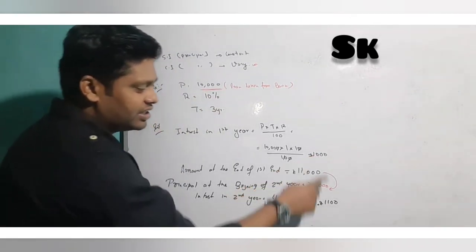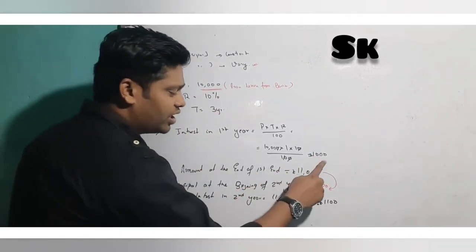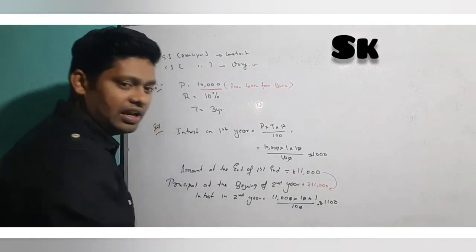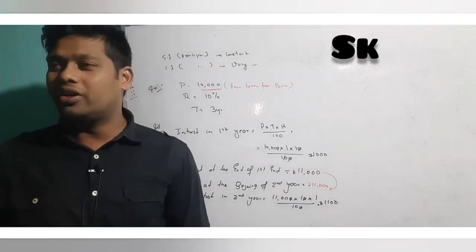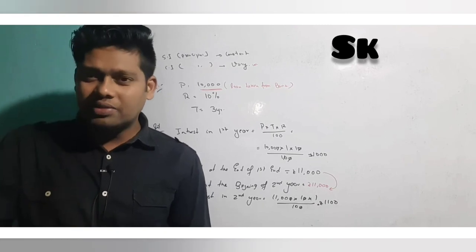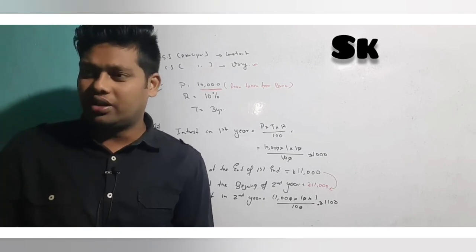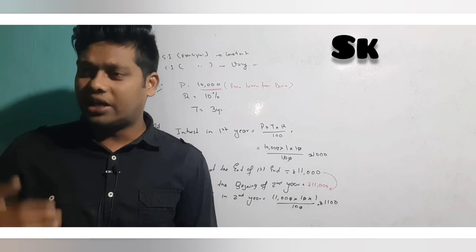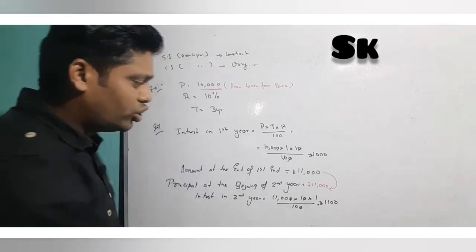See, interest is increasing. In the first year interest was 1000. In the second year the interest is 1100. Why? Because the principal got increased. Interest is calculated on the principal only. With the increase in principal, the interest which I need to pay is increasing.